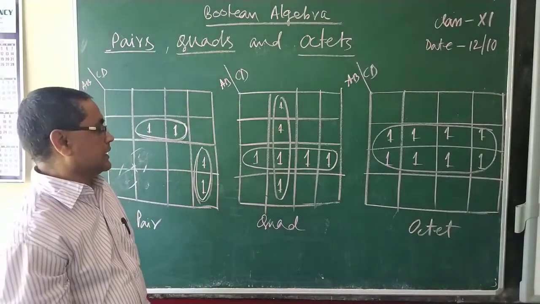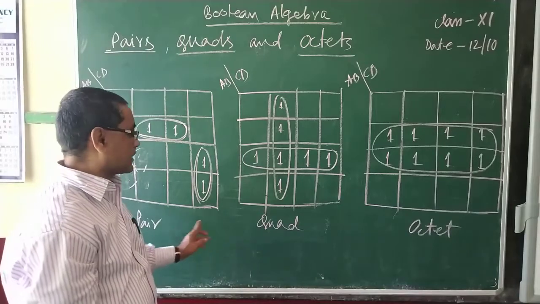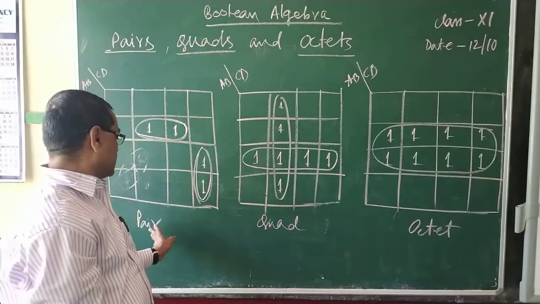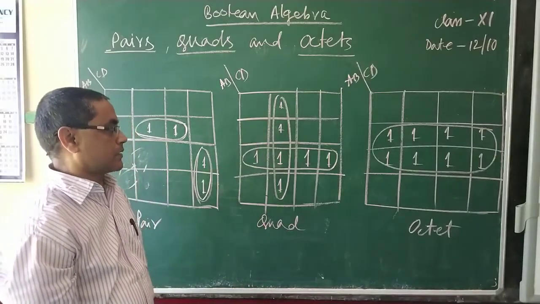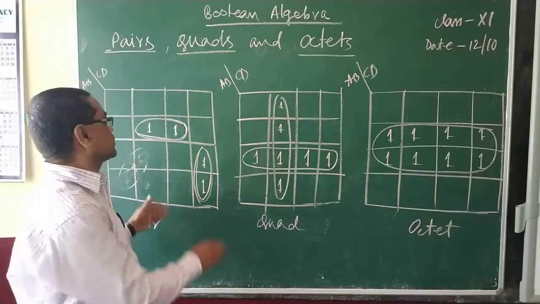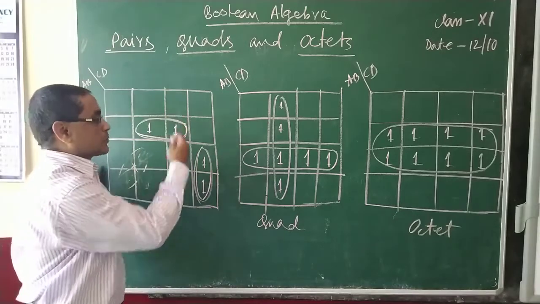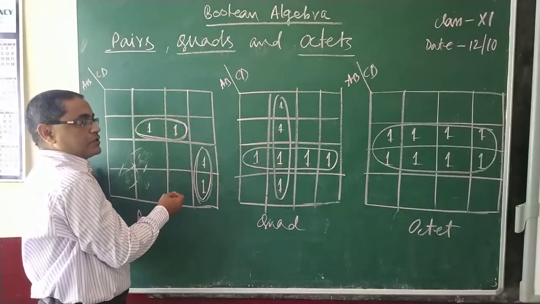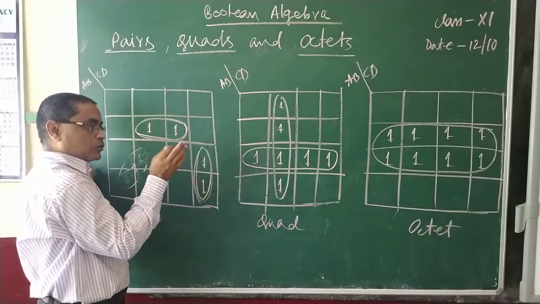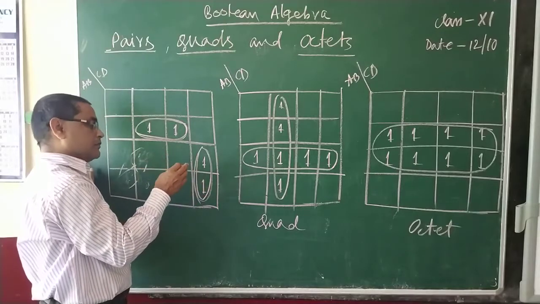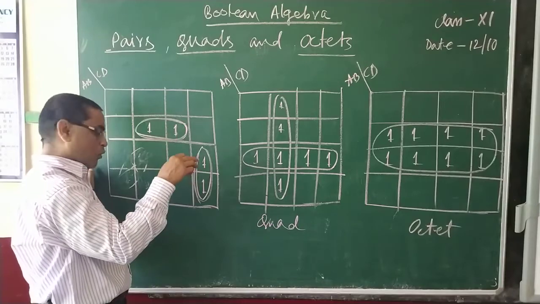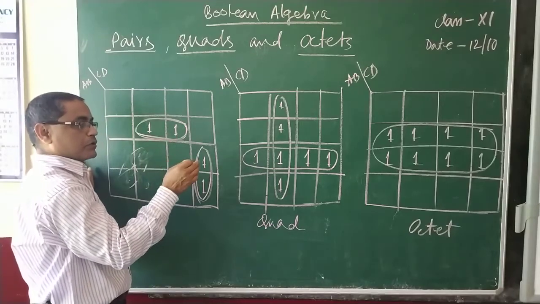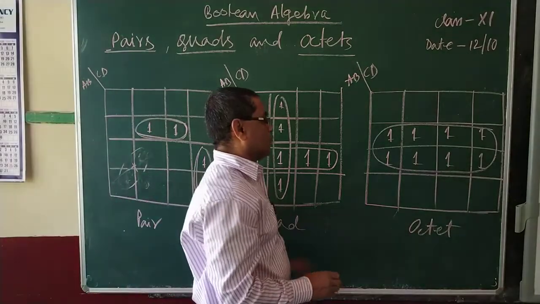In a question, generally they mention pair, quad and octet all, because if you know the pair, then quad and octet are automatically covered, because with the help of pairs only the solution becomes easy. But the question will mention all 3: if there is a possibility of forming a quad or octet or pair, you have to give it. If there is an octet, you cannot go for a pair.